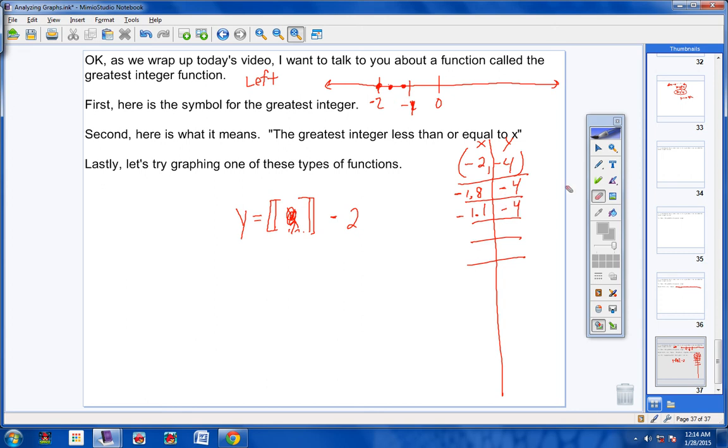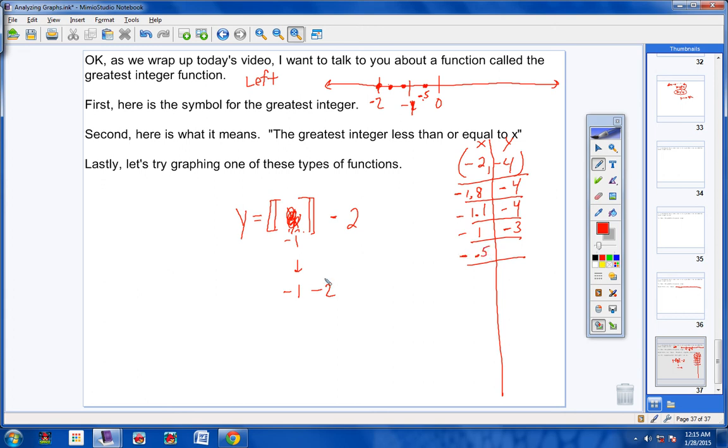Now let's put in -1 real quick. Well, when you put -1 in, you get out what? -1, because -1's already an integer. So put negative 1 into the greatest integer box. Out comes negative 1. Bring down your negative 2 and you get negative 3. Now let's continue to the right. Let's put in negative 0.5, okay? Negative 0.5.